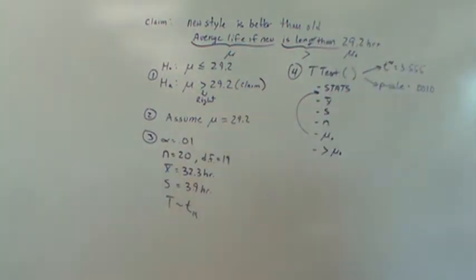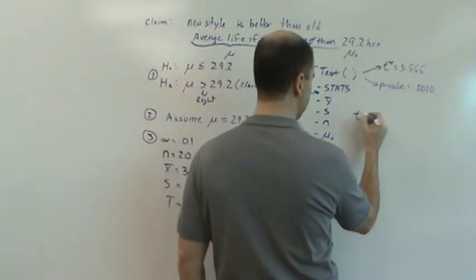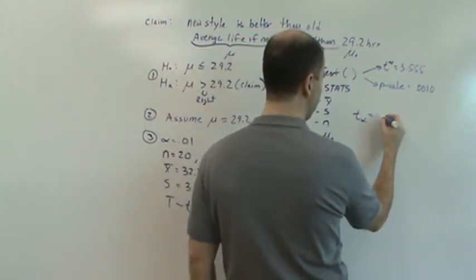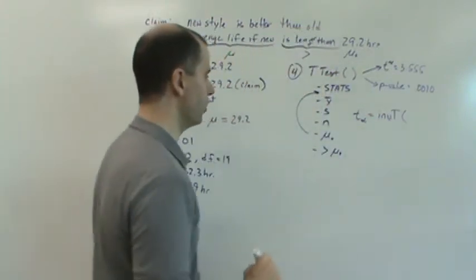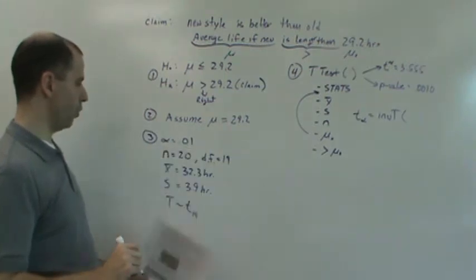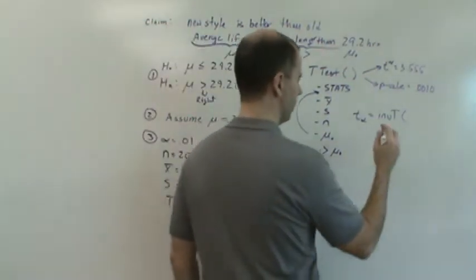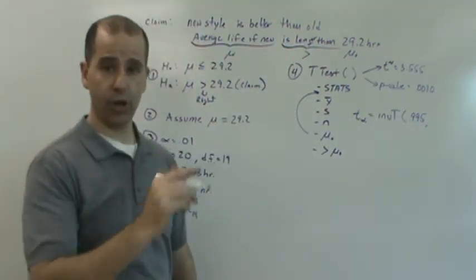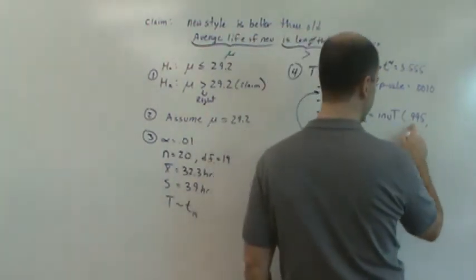Okay, so now we can either do the traditional method or the p-value method. If we do the traditional method, we just need to know what T alpha is. So T alpha is going to be equal to inverse T. And what's the area to the left if alpha is 0.01? Okay, and again, if you're not sure, draw your diagram and map out the areas.